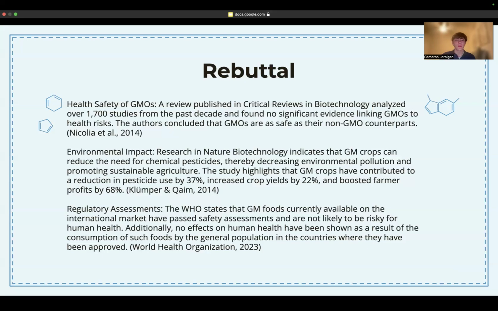Also, in terms of supporting GMOs, the WHO states that genetically modified foods currently available on the international market have passed safety assessments and are not likely to be risky for human health. Again, the FDA and other regulatory associations around the world have studied and made sure that these foods are safe for human consumption. There are no effects on human health with the consumption of these foods, and the general population in countries that have approved GMOs have been consuming them and have remained healthy.